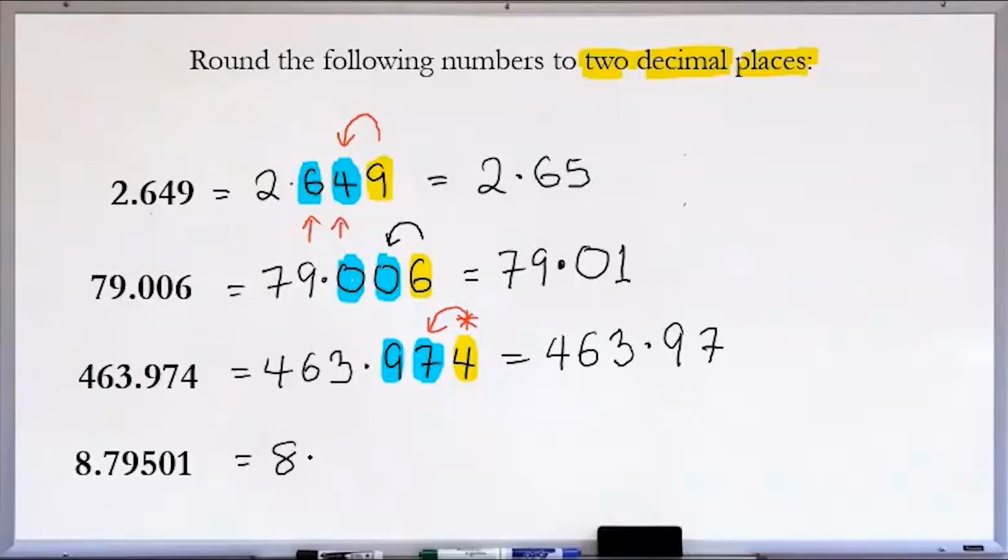Okay, and last question. We have 8. We have quite a lot of numbers after the decimal point. But we only want 2 of them. We only want 1 and 2. We don't want 5 and 0 and 1. We don't want these 3 numbers. Okay, so we have what? We have 8.7. Wait a minute. Is this? Oh, this number is up to a 5. Exactly 5. That means we're going to be adding 1 to this.